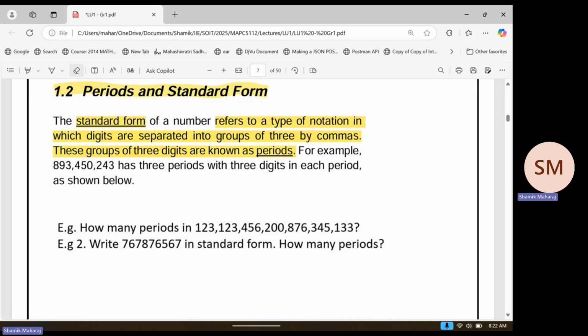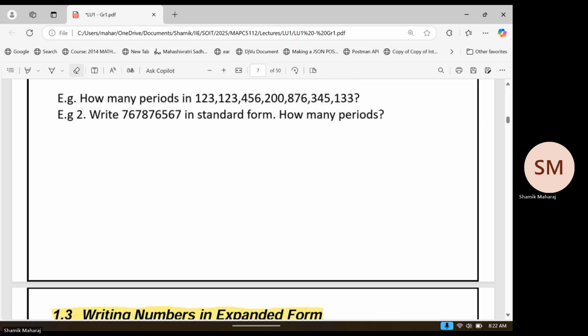Definitions. Standard form is a notation where we separate numbers into groups of 3, like this right here at the bottom. This number here, 1, 2, 3, 1, 2, 3, whatever that is, that number is in standard form because we put commas between every group of 3 numbers. Every group of 3 numbers is called a period. It's as simple as that. Each group of 3 is a period. The form where we write the number in groups of 3 separated by commas, that is standard form.